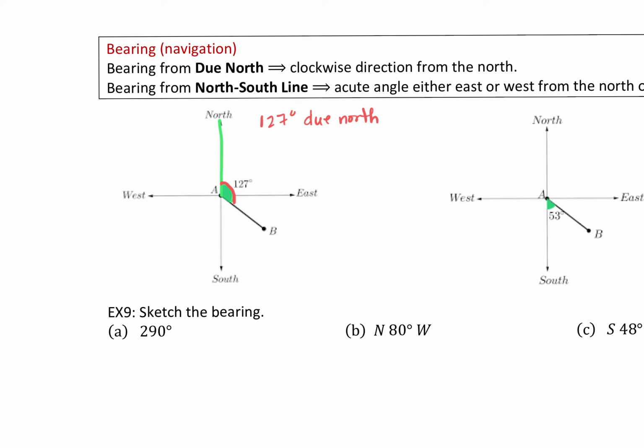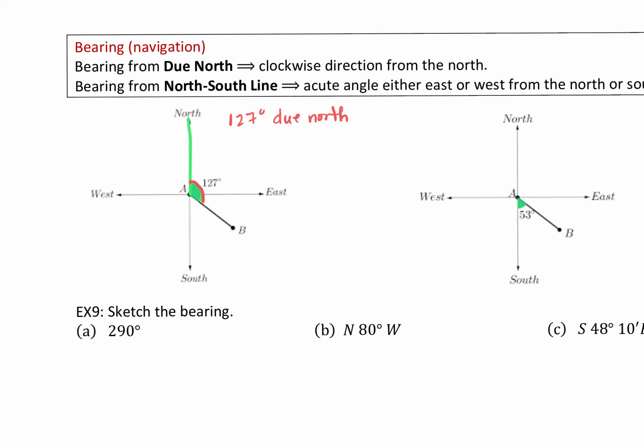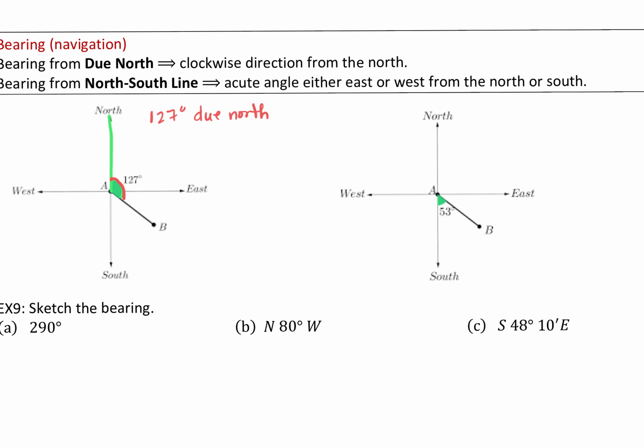The other way to do bearing is using the north-south line. So we're going to look at that same bearing in this next diagram. If we look at this north-south line, notice that I have the same bearing as I did in the first diagram. Whatever this object is, it's going in the same direction as the first diagram.